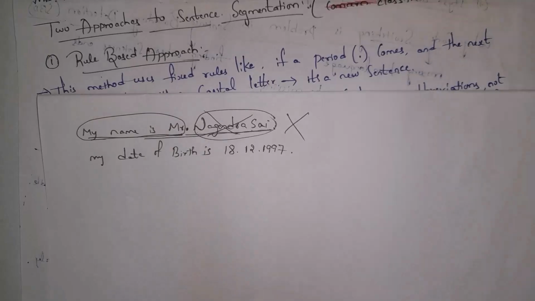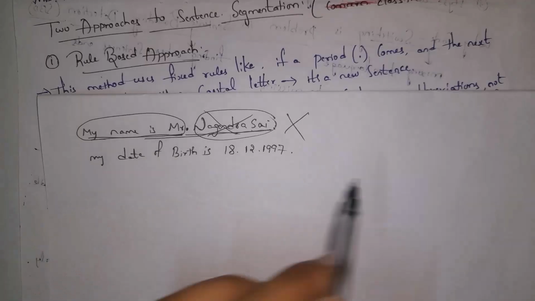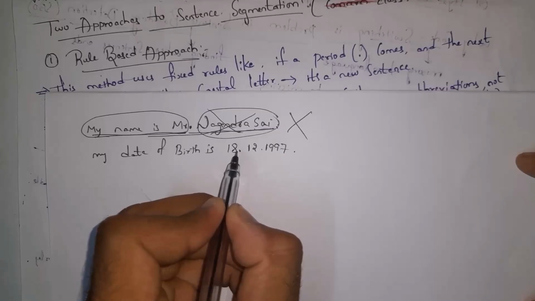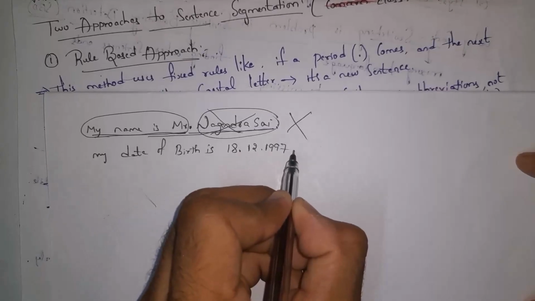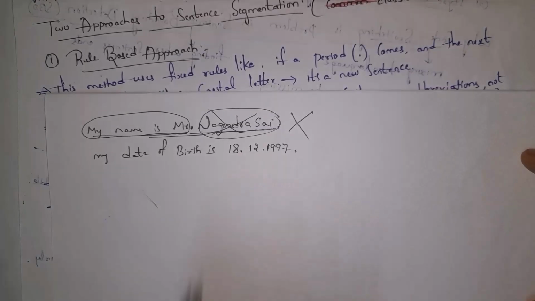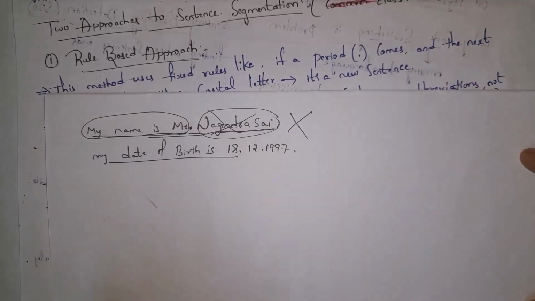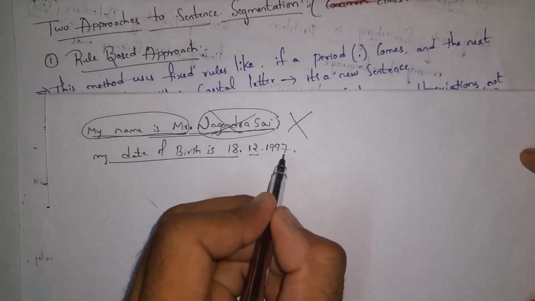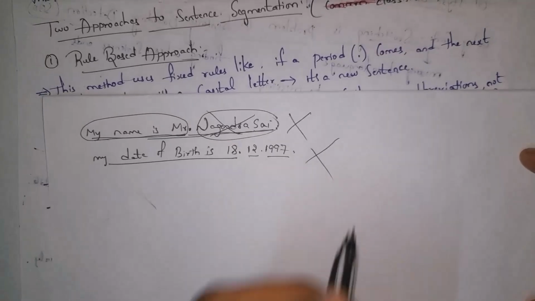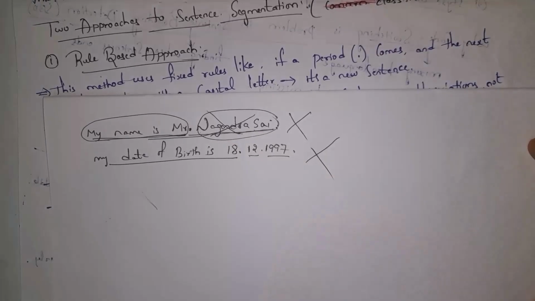The NLP model may give wrong output, and the NLP model cannot handle dates. For example, there is a sentence like my date of birth is 18/12/1997. After 18 full stop, after 12 full stop, after 1997 full stop. So the NLP model gives output like my date of birth is 18, one sentence, 12, one sentence, and 1997 one sentence, which is wrong output. So the rule based approach cannot handle abbreviations and dates.